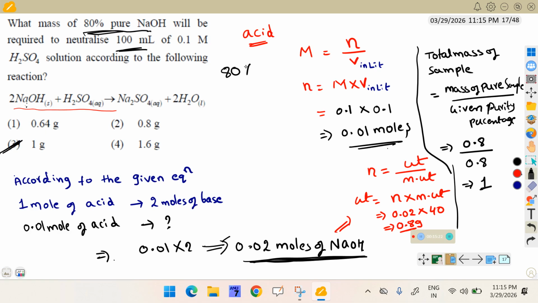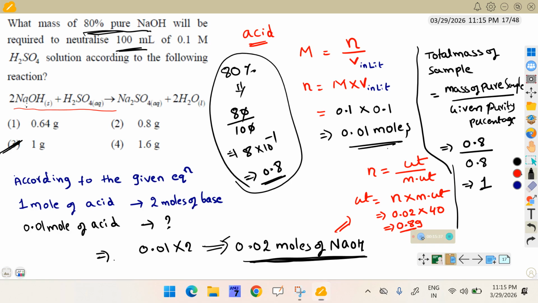80% means 80 by 100. Simplify. 0, 0 cancel. 8 into 10 power minus 1. That is equal to 0.8. Purity percentage is 0.8.